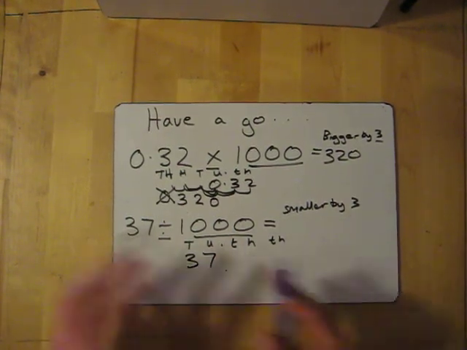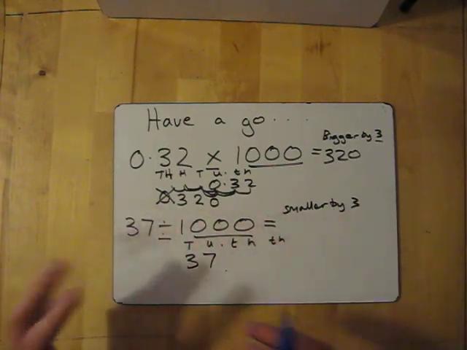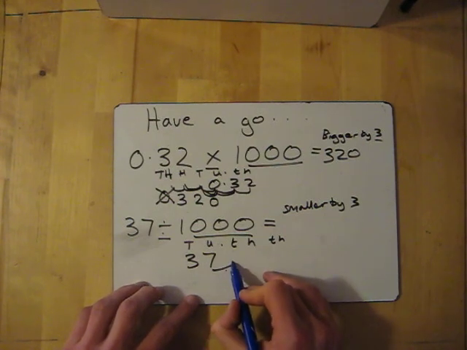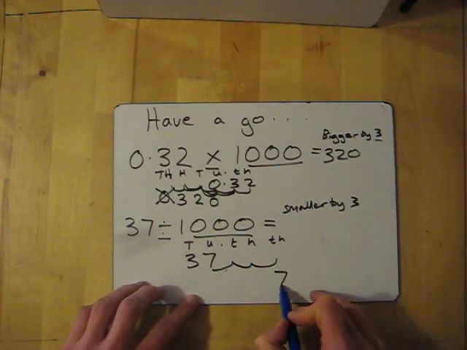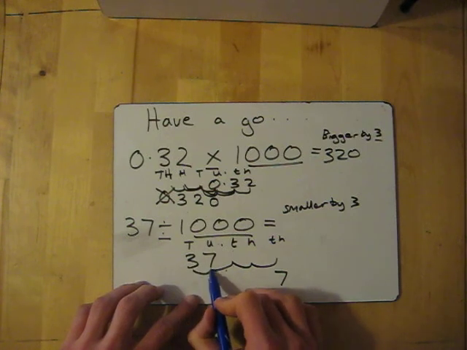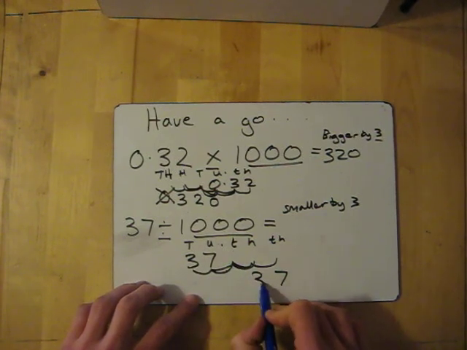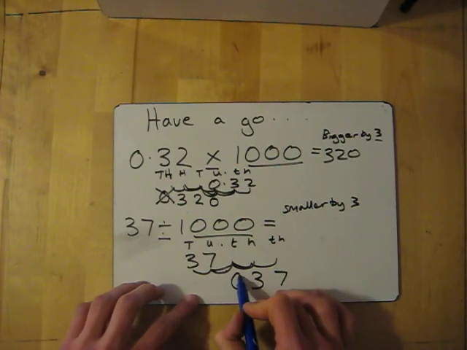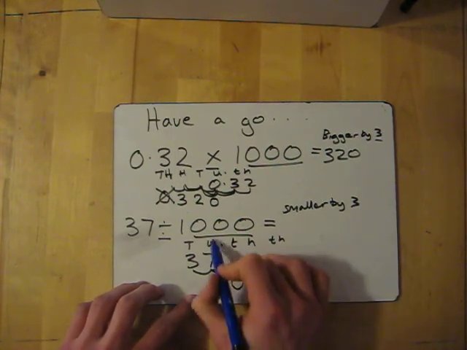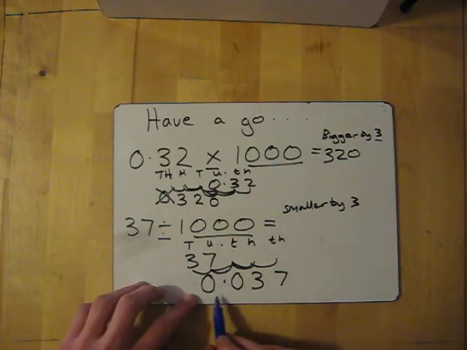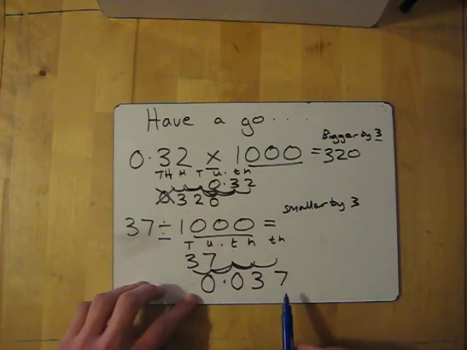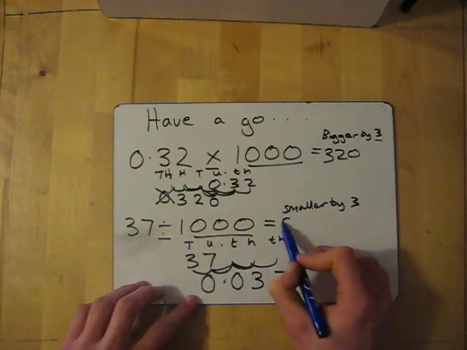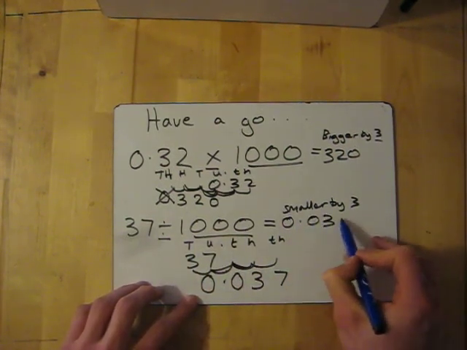So 7 moves down 3. Remember, it all stays together. No numbers get added in, they all must be beside each other. So 7 moves down 3. 1, 2, 3. So my 7 moves to there. 3 moves down 3. 1, 2, 3. 3 is here. Now there's a gap in the tenths which I need to put a 0 in. There's a decimal point, and then in the units, just to keep the decimal from running away, I put the 0. So my answer to 37 divided by 1,000 is 0.037.